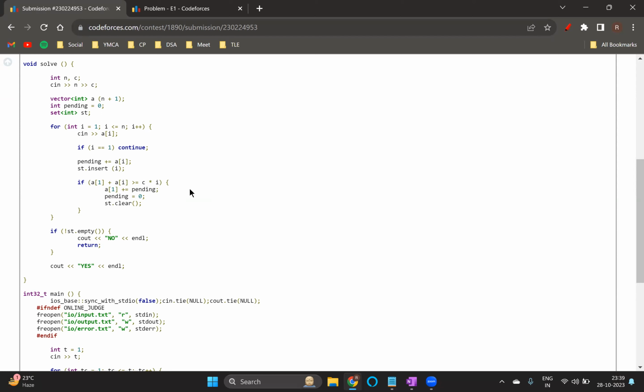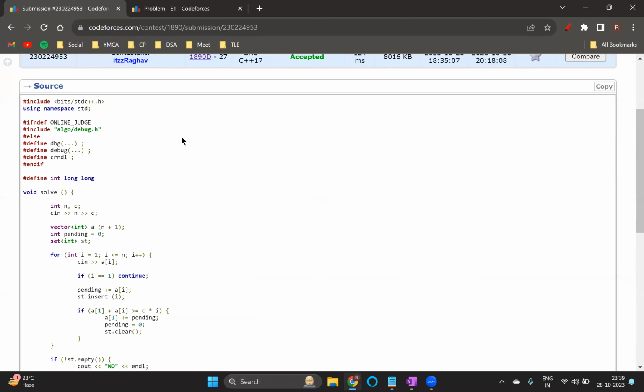We can also use prefix sum. Yeah, you can use prefix sum, but prefix sum will take up a big extra space, which is not really required. Just using a variable is enough. This pending variable is enough.